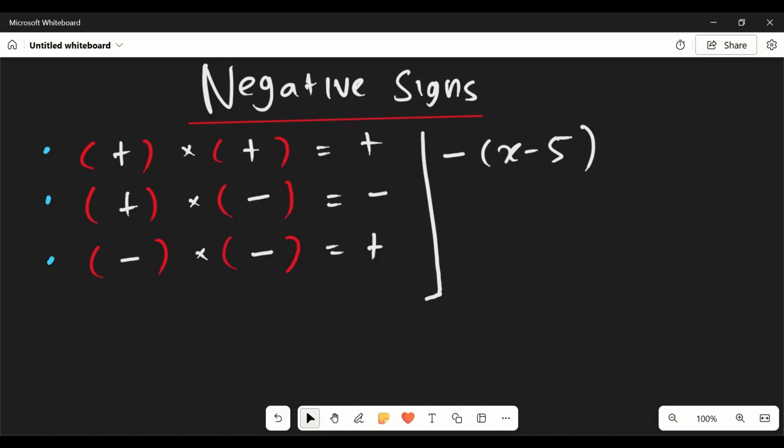If you have a problem like this, be careful, because many students get a trap with this. So we have negative 1 times x minus negative 1 times 5. Negative times positive, the result is negative x. Negative times positive, but this is also negative. So we have negative times negative is just positive.